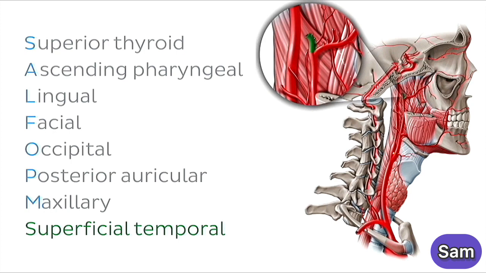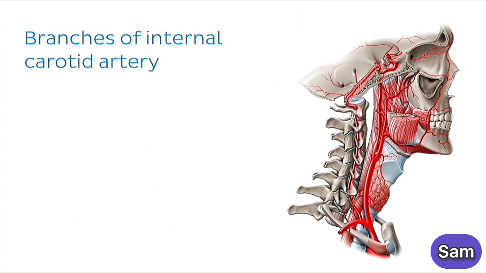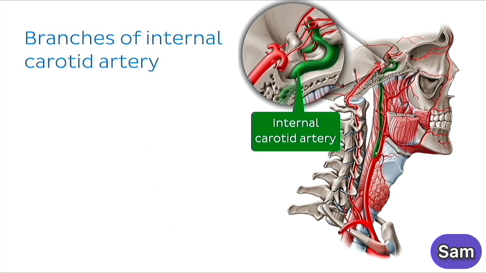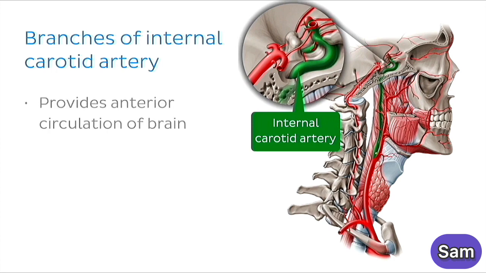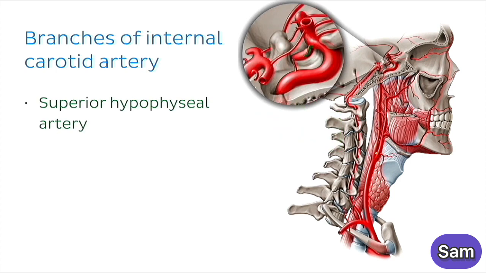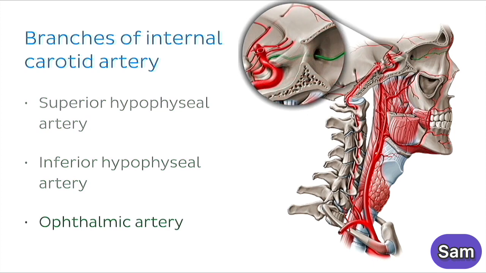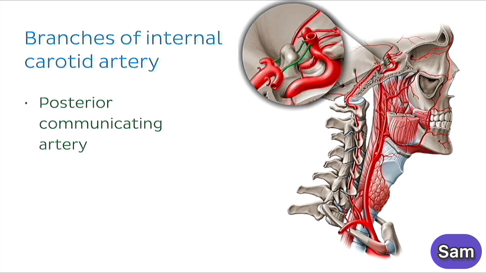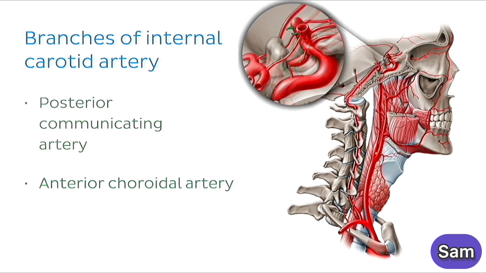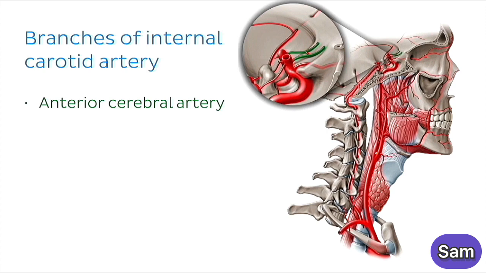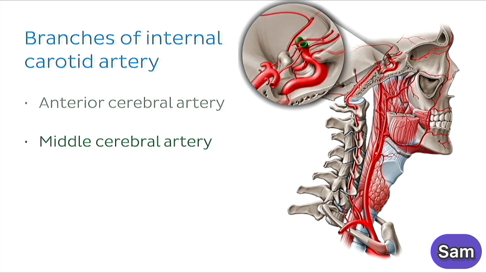The other branch of the common carotid artery, the internal carotid artery, is one of the two main vessels supplying the brain. It provides the so-called anterior circulation of the brain. The main branches of the internal carotid artery are the superior hypophyseal artery, inferior hypophyseal artery, ophthalmic artery, posterior communicating artery, anterior choroidal artery, anterior cerebral artery, and middle cerebral artery.